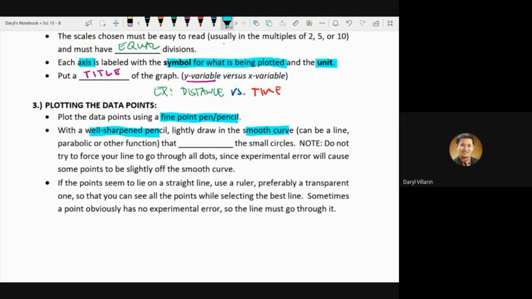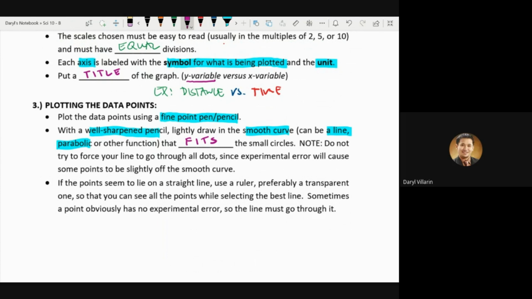So remember that generally not all of the curve that you're gonna be graphing is in the form of a straight line. It could be obviously a line. It could be parabolic or sinusoidal in nature or any function. That smooth curve fits the small circles. So again, if you see that the general trend of the data points is a straight line, you use a straight line.